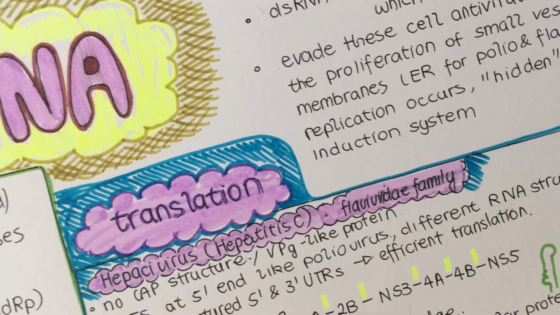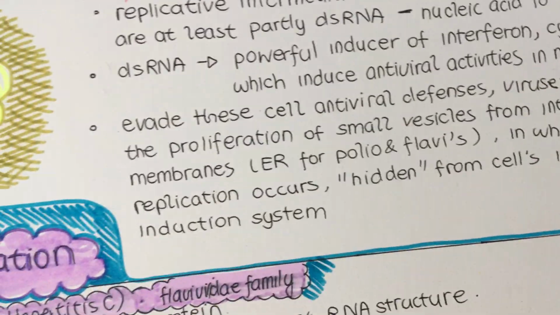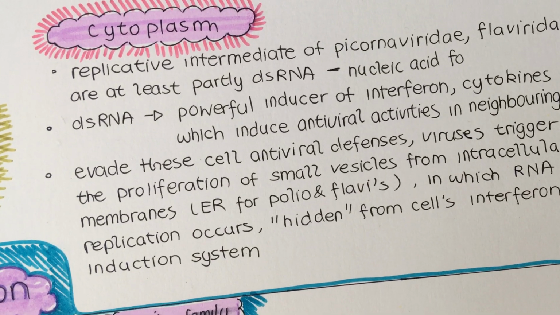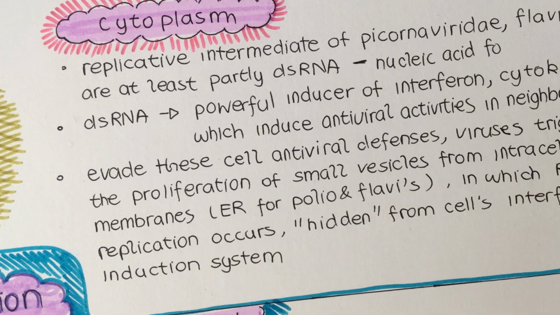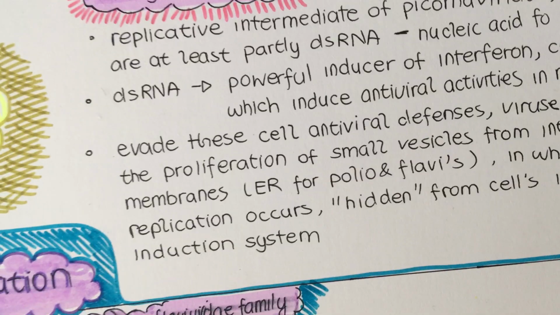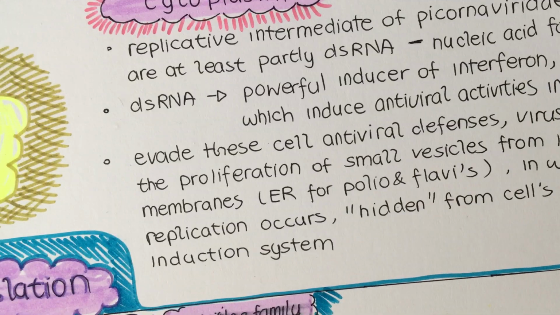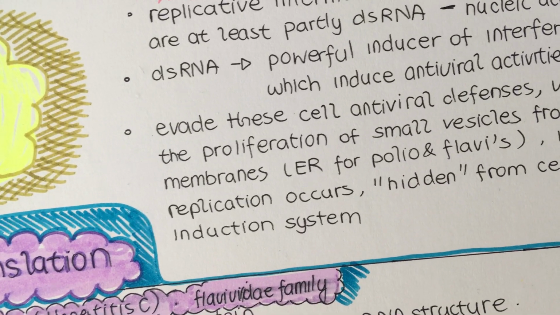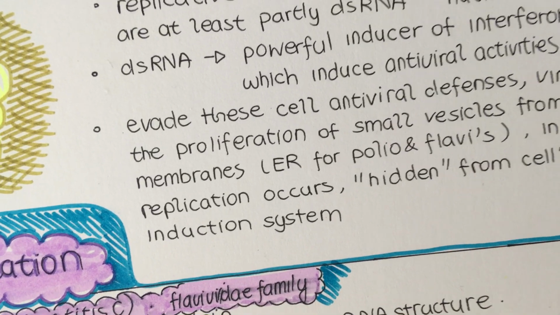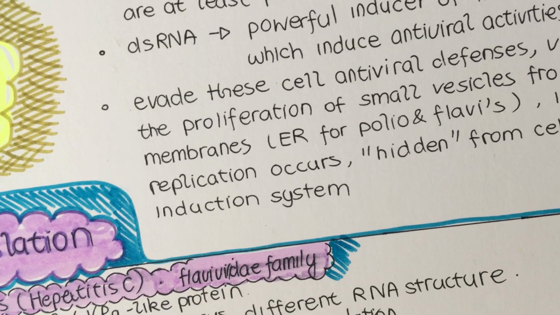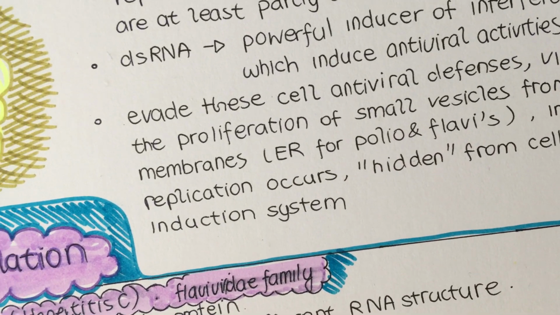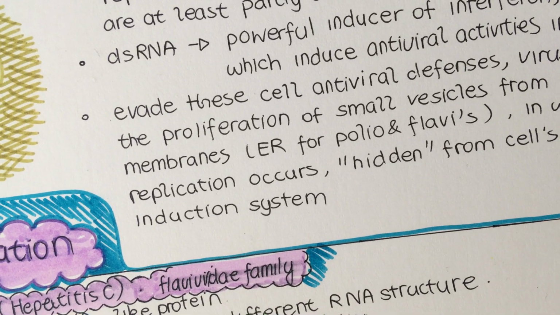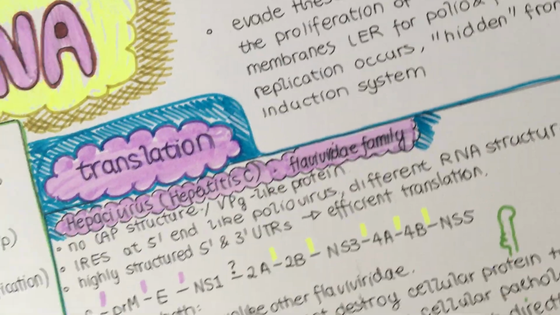Transcription can be an issue because, as we said, double-stranded RNA is highly immunogenic. So it can induce powerful interferon responses and cytokine responses, which then cause antiviral activities. What the viruses do to avoid this detection is proliferate small vesicles from the intracellular membranes, or the endoplasmic reticulum for polioviruses and flaviviruses. They use RNA replication in here so that it is hidden from this interferon system.